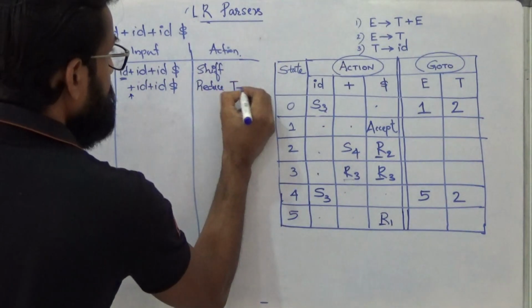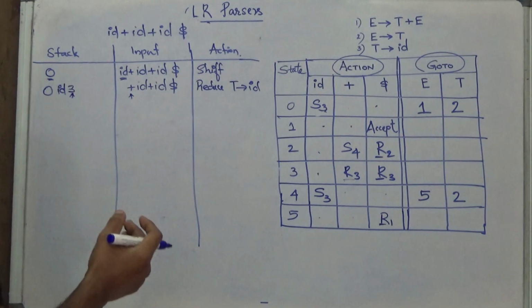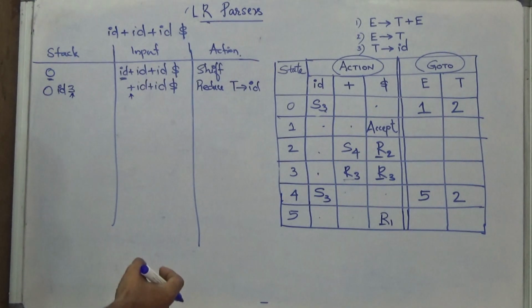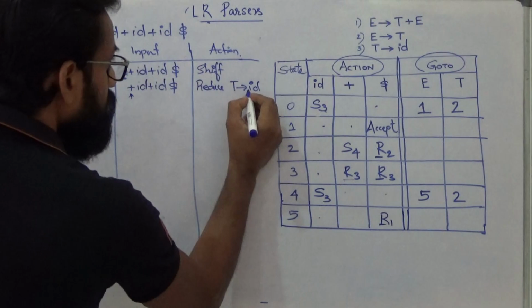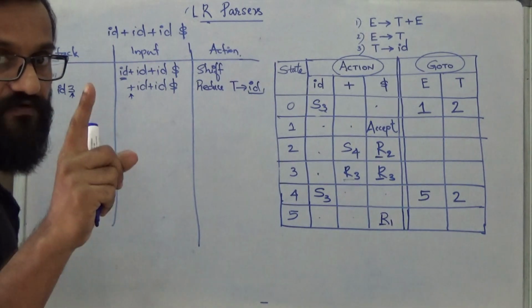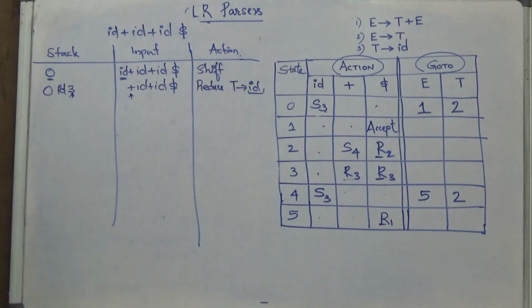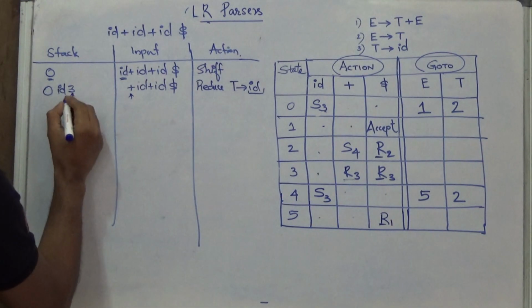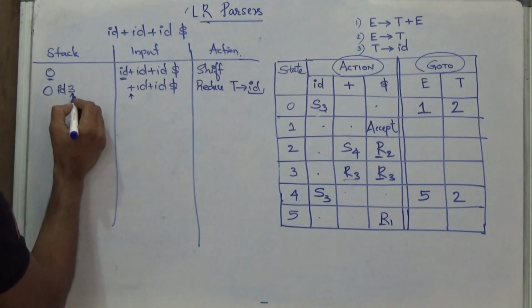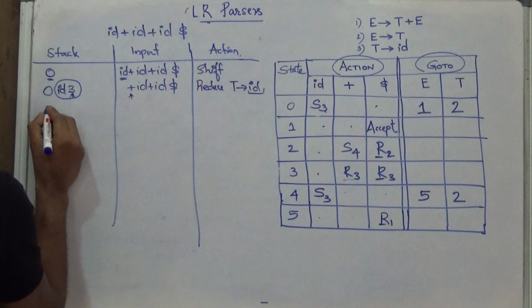So the third production is T giving ID. What happens is it will perform a number of pop operations which will be equal to double the length of the right hand side of this production. If you consider the length of the right hand side, it is 1. You are having only one terminal symbol, so it will perform 2 pop operations. If you consider the stack, it is expected to remove the first 2 symbols from the top. So 3 gets popped and ID gets popped. So the remaining content will be 0.